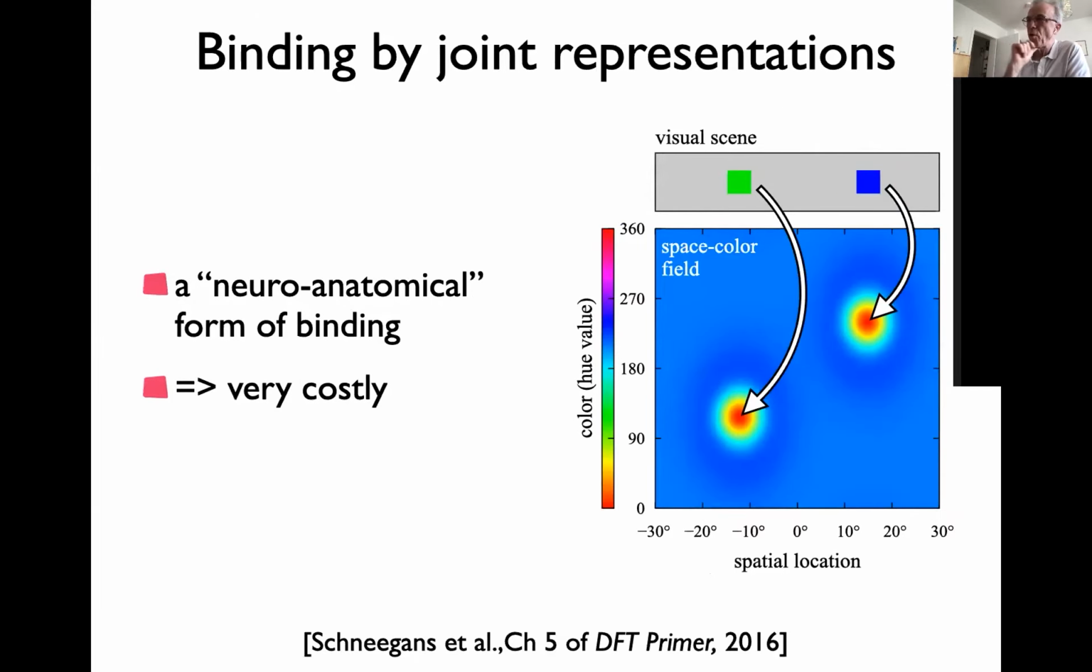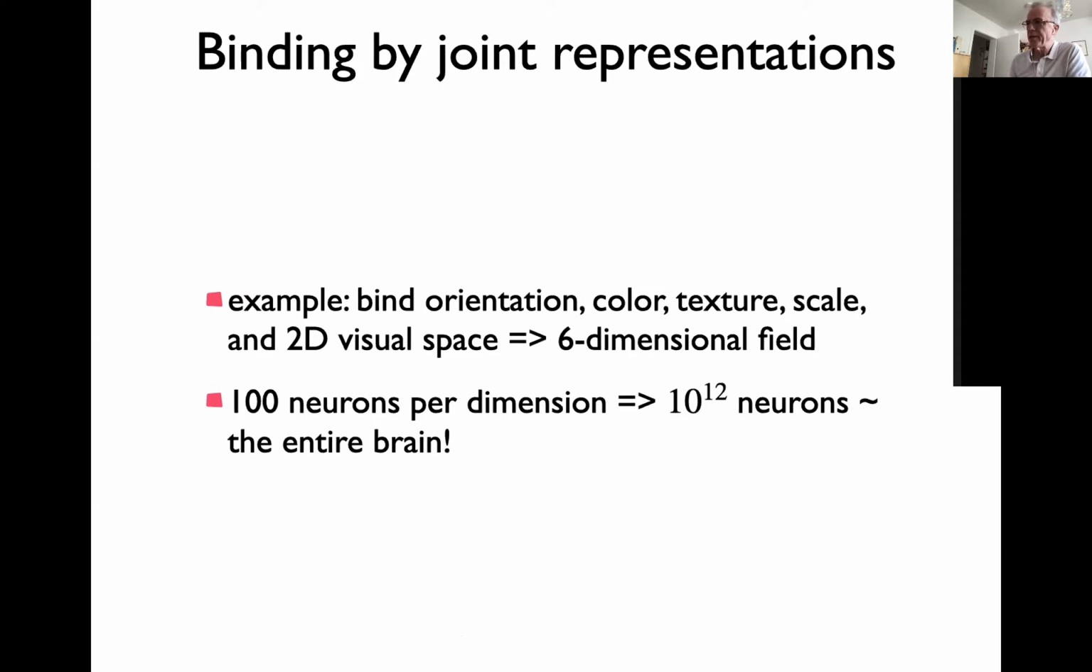So this form of binding, most people don't even call that binding, because in a sense it's neuroanatomical, right? You have a neuron for every combination. In this field, neurons for every combination of these values exist. So that's not a very universal thing. I think I have a slide here that estimates that.